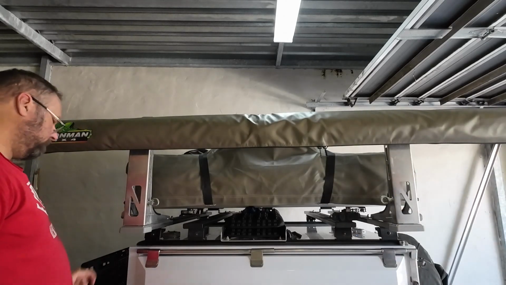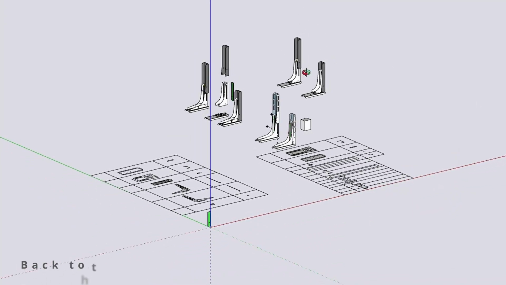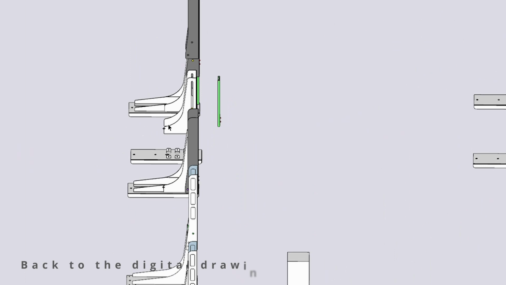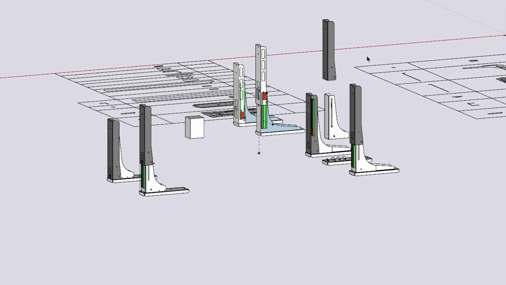And the awning bracket has held up extremely well. It is very stable on the trailer itself, and you can see that from the videos that we've shown of it being towed in the Kalahari on those rough roads. So stability is not an issue.